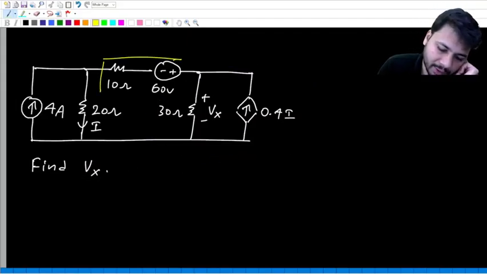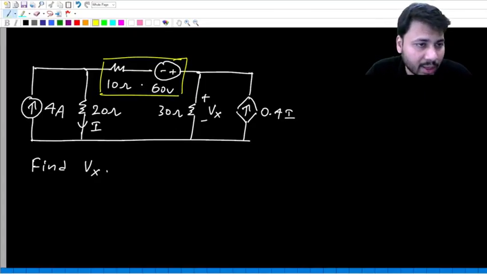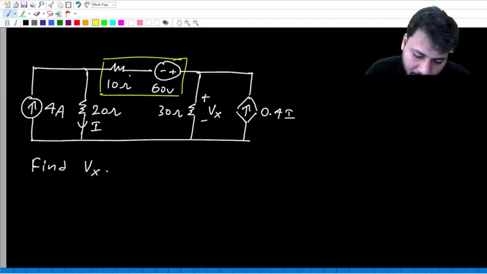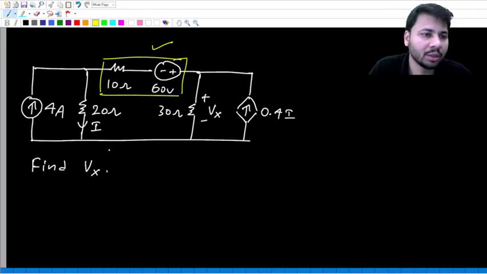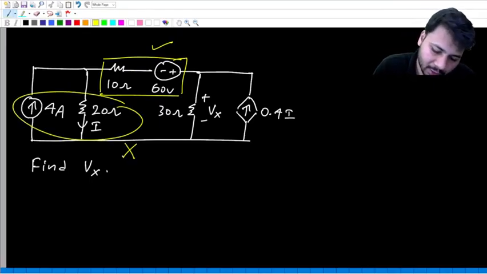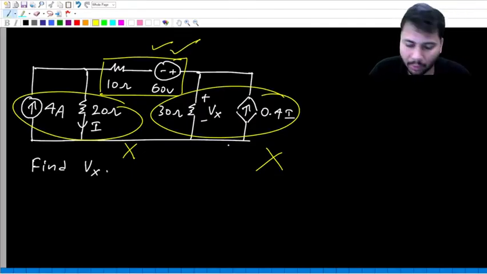And then we have another combination. Can we do source transformation for this? We can. This combination is a voltage source in series with a resistance, which can be transformed into a current source in parallel with the same resistance. We are not interested in voltage or current in this combination, and no voltage or current in it is the controlling variable for some other dependent source. So for this you should not, for this also you should not, only for this you can do source transformation if you want to.